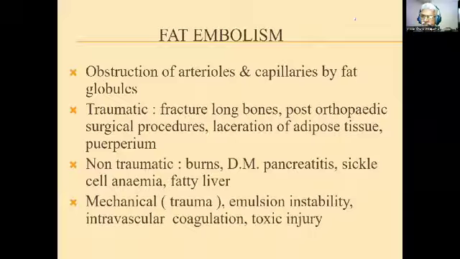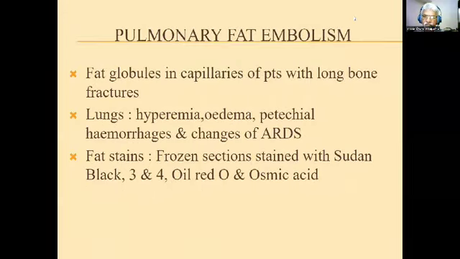So the theories proposed for pathogenesis are mechanical, due to trauma causing infarction, or emulsion instability, intravascular coagulation, and toxic injury. So these are the different theories which have been put forward for the pathogenesis of fat embolism. Pulmonary fat embolism: fat globules in capillaries of patients with long bone fractures.